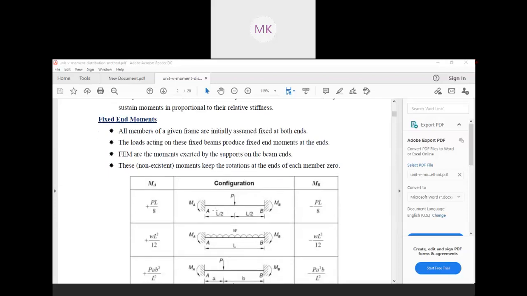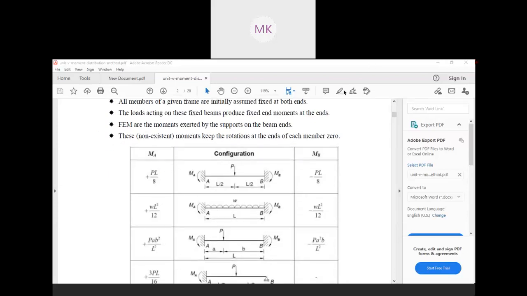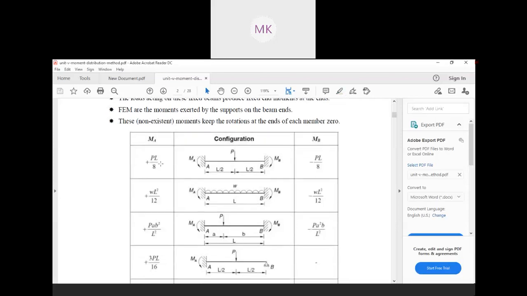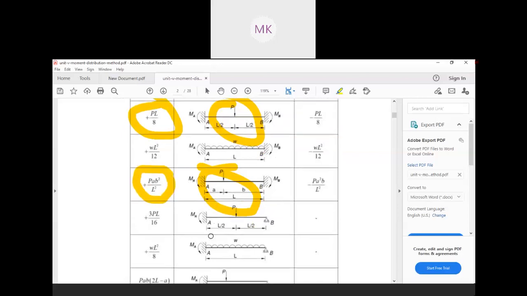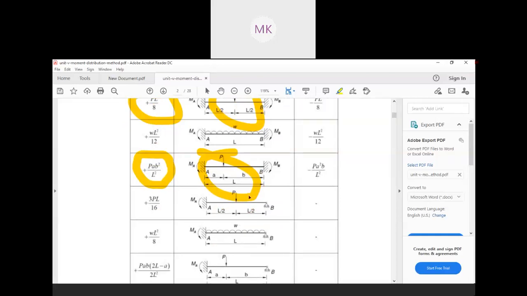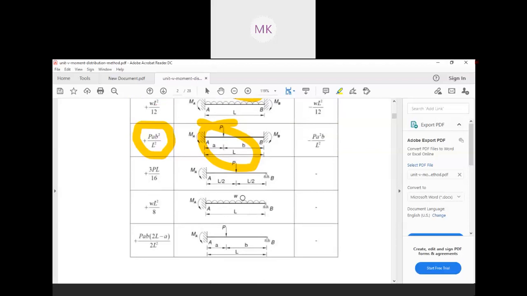As per the loading, as you can see here, there is some loading given, point load. In this there is a point load, and also in here there is a point load, but there is a difference. This point load is applied at the middle of the beam, so the formula is something different, and here it is not provided at the middle, so the formula is different. Here also a point load is there, but the end fixed moments are different as per the loading and as per the support.